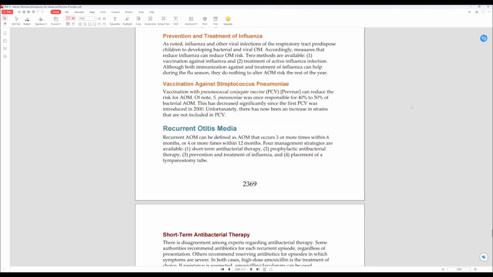Prevention and treatment of influenza. Again, as noted, influenza and other viral infections of the respiratory tract predispose children to developing bacterial and viral OM. Accordingly, measures that reduce influenza can reduce OM risk. Two methods are available: vaccination against influenza and the treatment of active influenza infection. Although both immunization against and treatment of influenza can help during the flu season, they do not alter AOM risk the rest of the year.